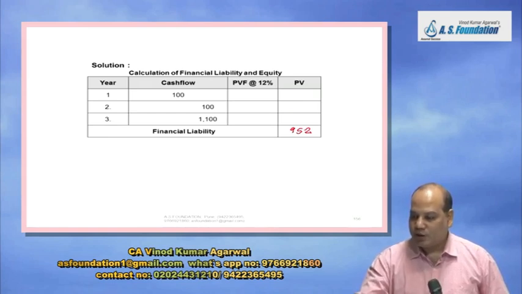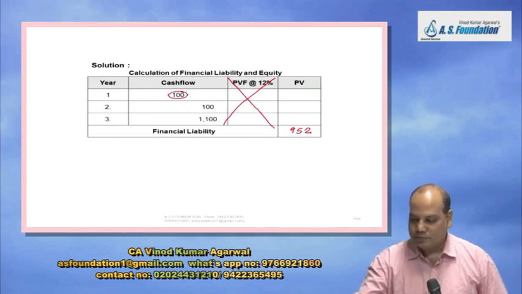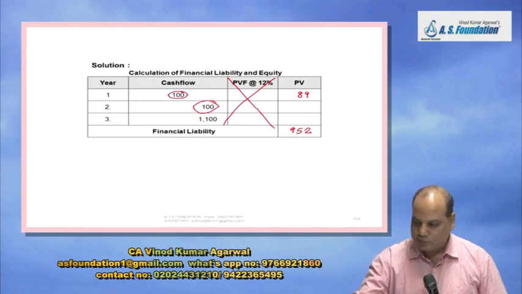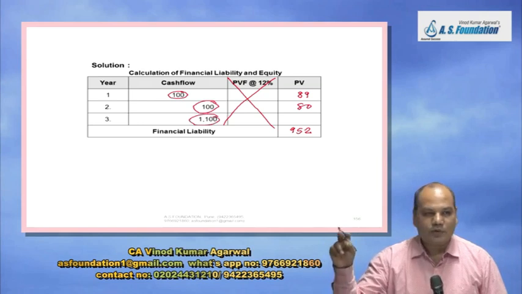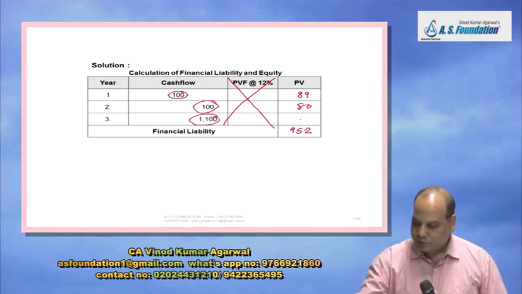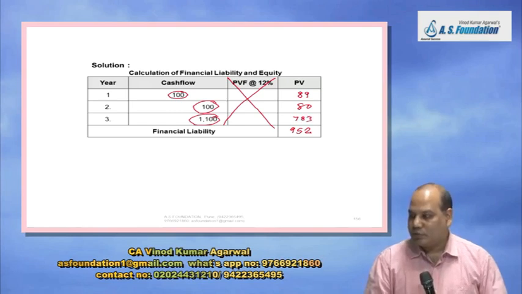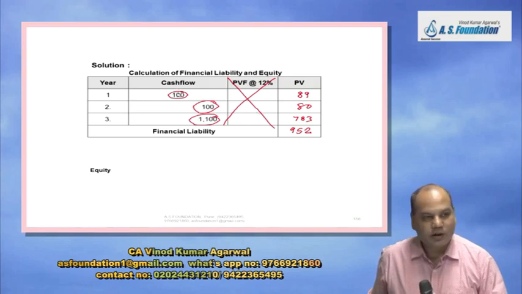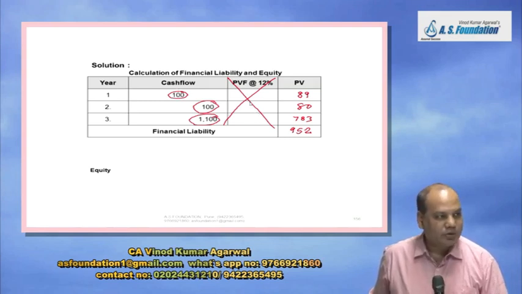In the exam, suppose we don't have time, we can drop this column. Directly take on calculator 100 divided by 1.12. So that will be rounded off 89. 100 divided by 1.12 two times, so that will be 80 rounded off. 1100 divided by 1.12 three times, so that is approximately 783 rounded off. Total 952. Okay, we have less time in the exam. This is also allowed. Why write one extra column? Directly this number divided by 1.12, the way it is presented in the notes, is also okay.